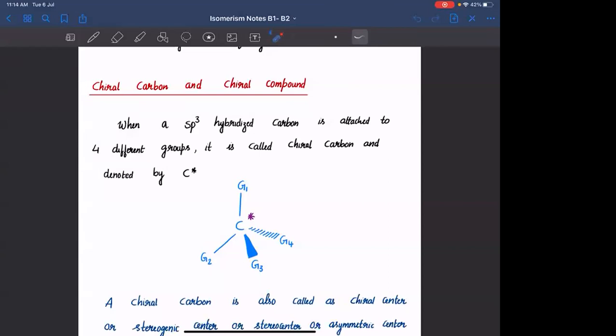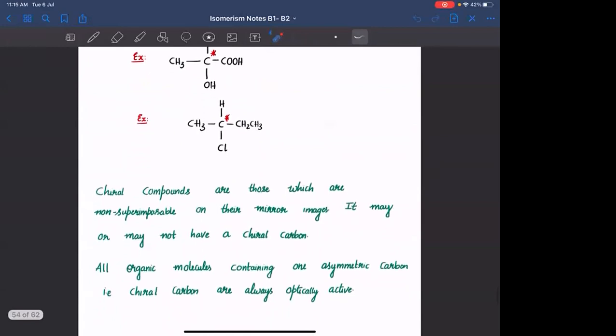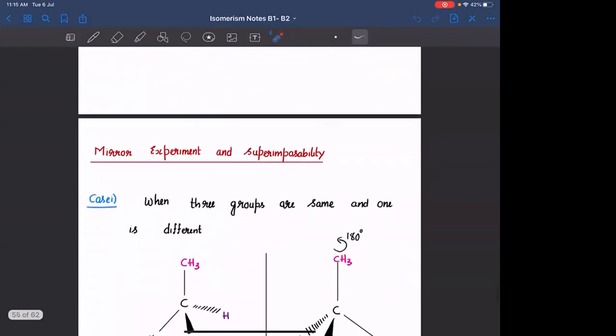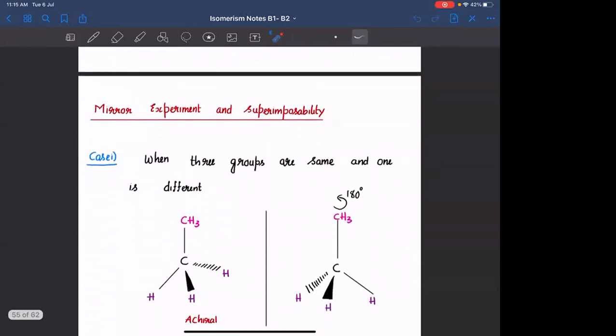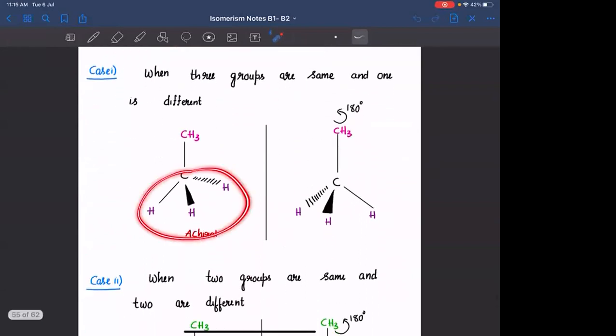It is not necessary that you need to have a chiral carbon in order to call a compound chiral. The basic condition is it has to be asymmetrical. Agreed? If it is asymmetric, then that particular compound will definitely be chiral. We have seen the mirror experiment and superimposability. If there are 3 groups similar and 1 group different, these 2 are exactly superposable.